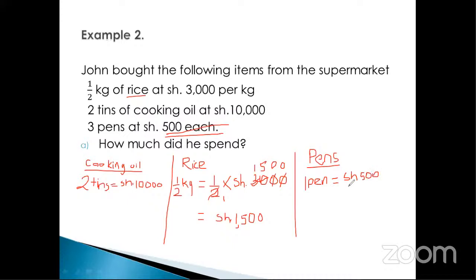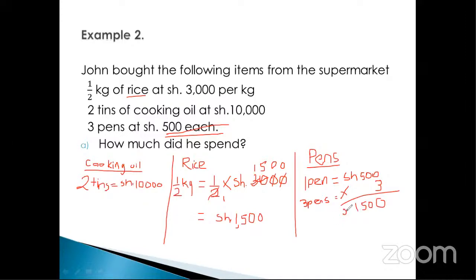The cost of 3 pens, we multiply. Are we together? Yes. So 3 pens equals 3 times 500. So we multiply so that we have 3 times 0, we get 0. Then 3 times 0, we get 0. And then 3 times 5, 15. Right here, our 15.